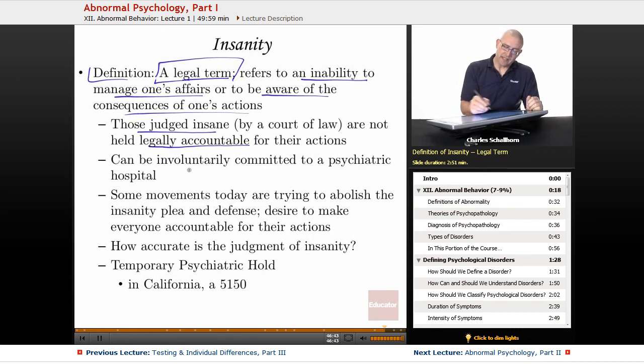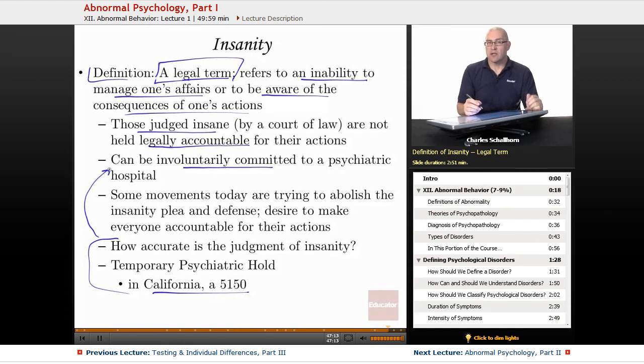Now, with insanity and this idea of having the inability to be aware of what you're doing, you can be involuntarily committed to a psychiatric hospital. In California, that's called a 5150, or being put under observation for 72 hours under psychological watch because you potentially are deemed to be a danger to yourself or other people. And so this idea of insanity, we have to look at it.